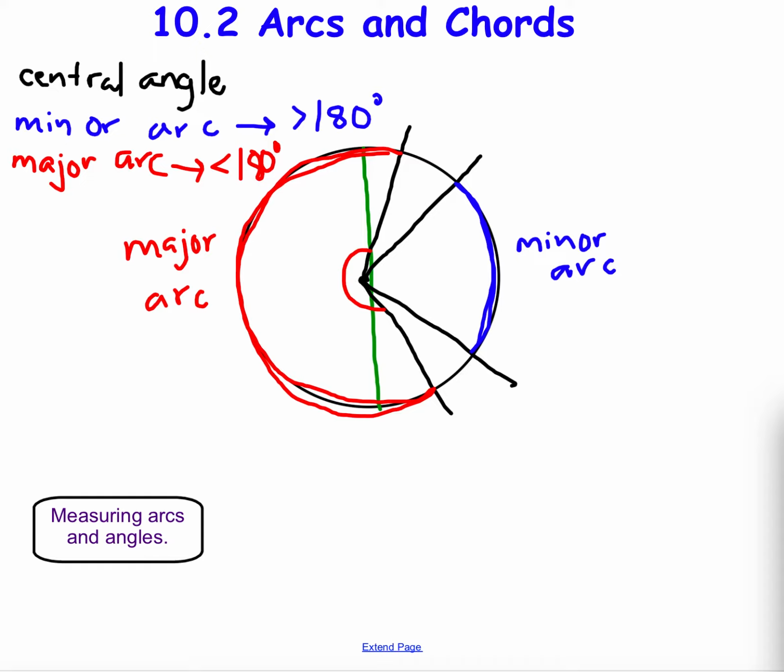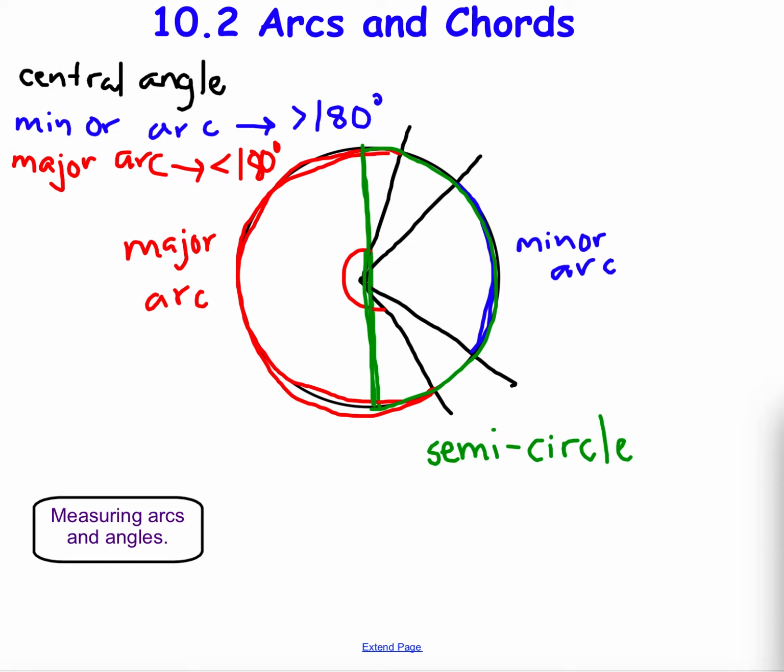If a line or an angle drawn through the circle is a diameter, so if it's a straight line across, then we have a special name for exactly half of the circle, and you've heard this before. That is called a semicircle. An arc that measures exactly half is called a semicircle.